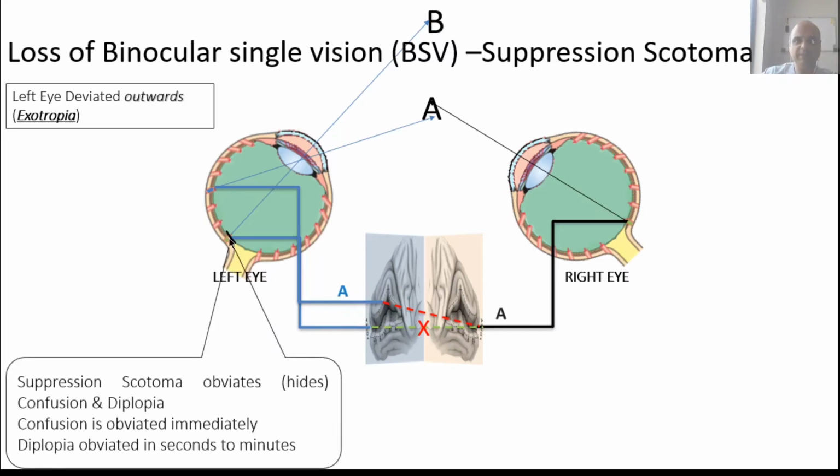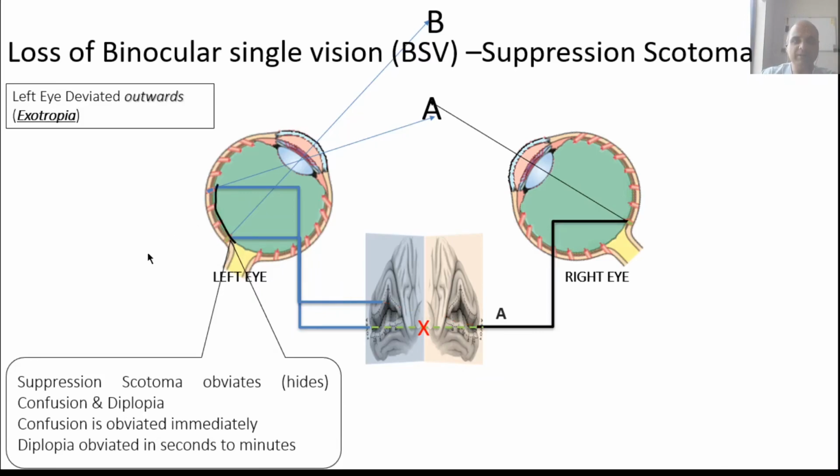What would happen is that immediately, the second this process starts, a scotoma is going to develop over the corresponding foveal element of the deviating eye, so that no information is received or passed on to the visual cortex, which would get rid of confusion immediately. The minute you press your eye to induce squint, you will never experience confusion this way, simply because it is taken care of immediately. So confusion is obviated, hidden from you immediately, because of the formation of the suppression scotoma.